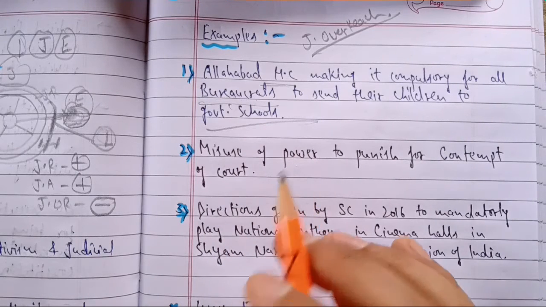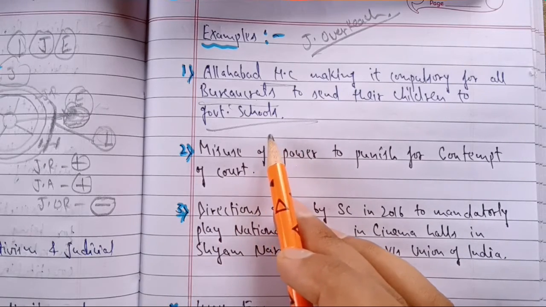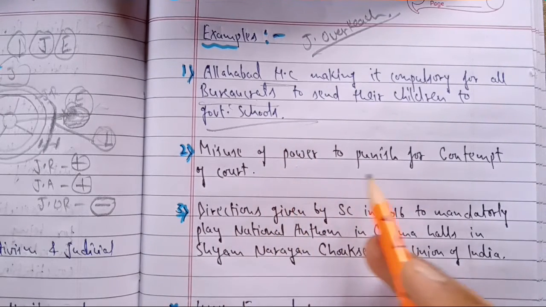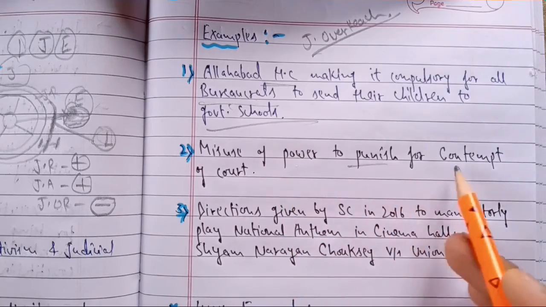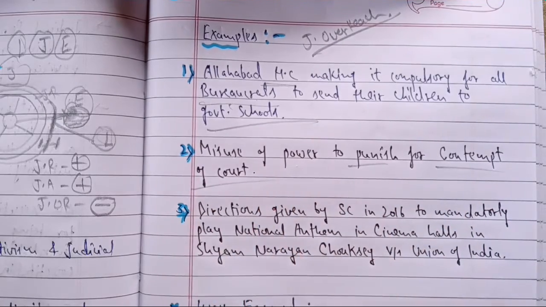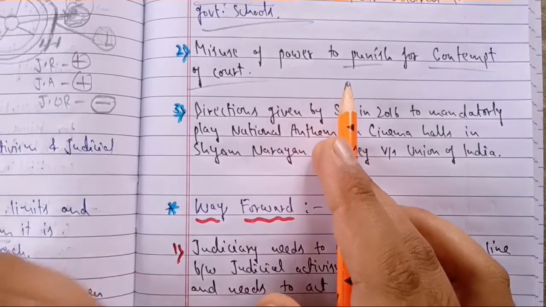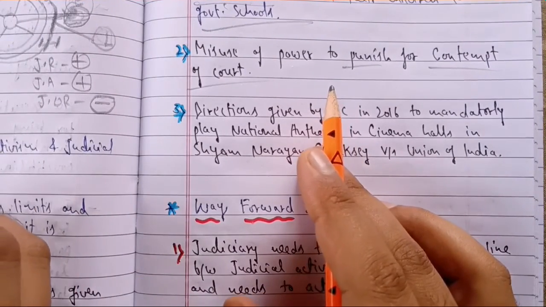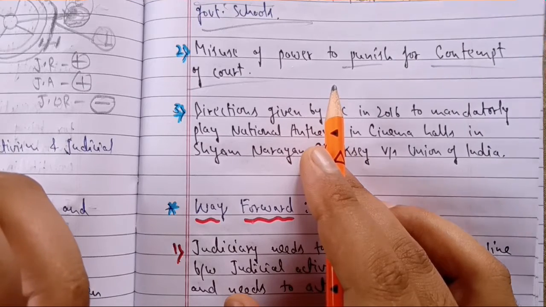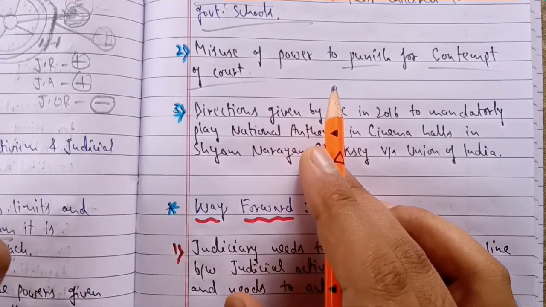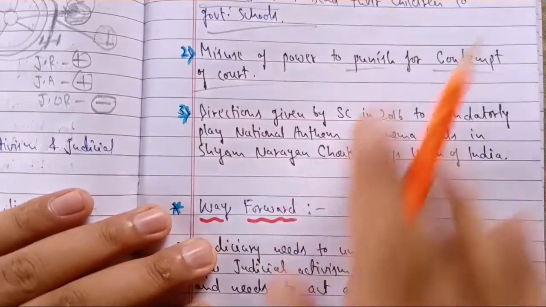This is not the function and the work of the Supreme Court or the High Court, to look into these matters. Okay. Second, misuse of power to punish contempt of court. Anyone can be punished if they are committing contempt of court. So we can say this is a misuse of the power. Instead of these things, the court and the judiciary should focus on the main aims, areas and jurisdictions which have been given to them by the constitution, instead of involving themselves in unnecessary events.